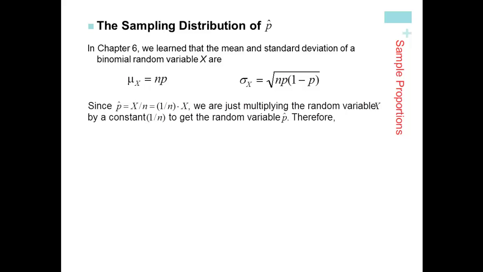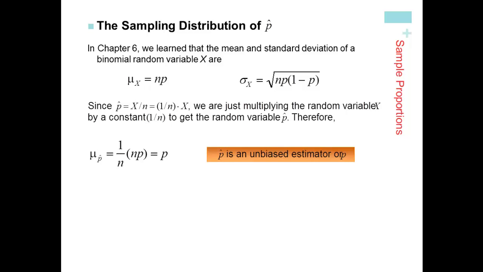Since p-hat is equal to x over n, I could think of that as x times 1 over n. We are just multiplying the random variable x by a constant 1 over n to get the random variable p-hat. Therefore, mu sub p-hat would equal mu sub x, which is n times p, times 1 over n. Notice the 1 over n and the n would cancel out, leaving p. So p-hat should be an unbiased estimator of p.